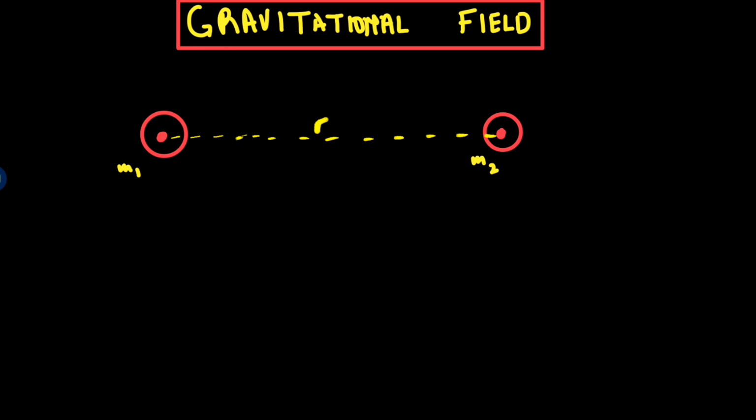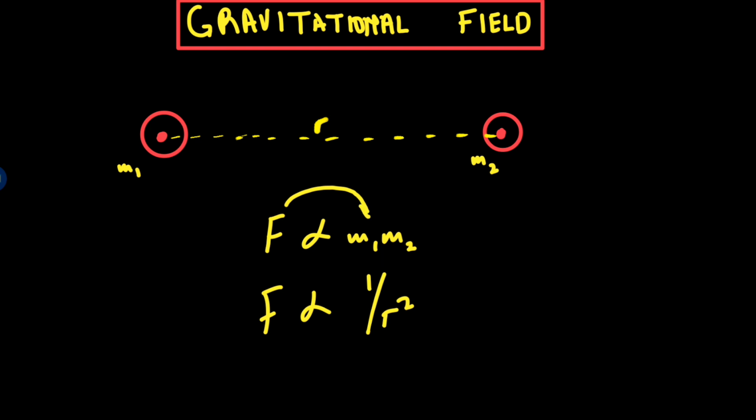Newton's law of universal gravitation states that any two particles of matter attract one another with a force F, which is directly proportional to the product of their masses and inversely proportional to the square of the distance apart. So F is directly proportional to these masses, and inversely proportional to the square of the distance.